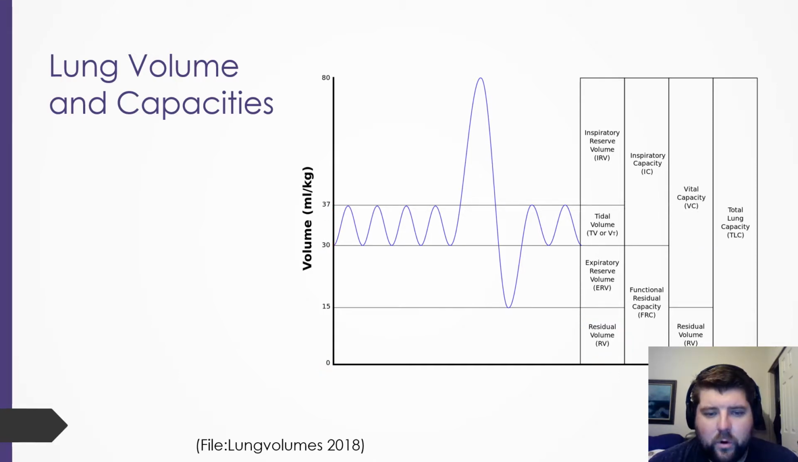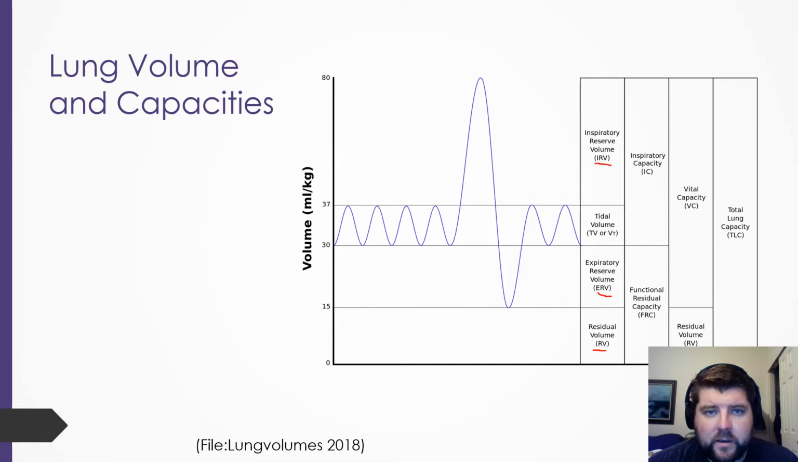So I mentioned before the residual volume, and that's after a maximum exhalation. After that, we have the ERV, which is the expiratory reserve volume, and that's the maximal volume of air that can be exhaled from the expiratory position. Right here, that's what we're talking about.